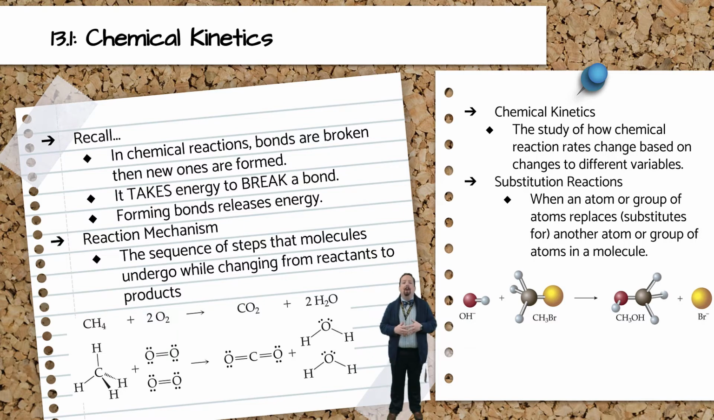One more thing you need to know before we move on is that a substitution reaction is one in which one atom or group of atoms replaces another atom or group of atoms in a molecule. The reaction shown here between the hydroxide ion and methyl bromide is a reaction we'll come back to a few times over this chapter. In this case, the hydroxide ion substitutes itself in place of the bromine in methyl bromide, making it a substitution reaction.